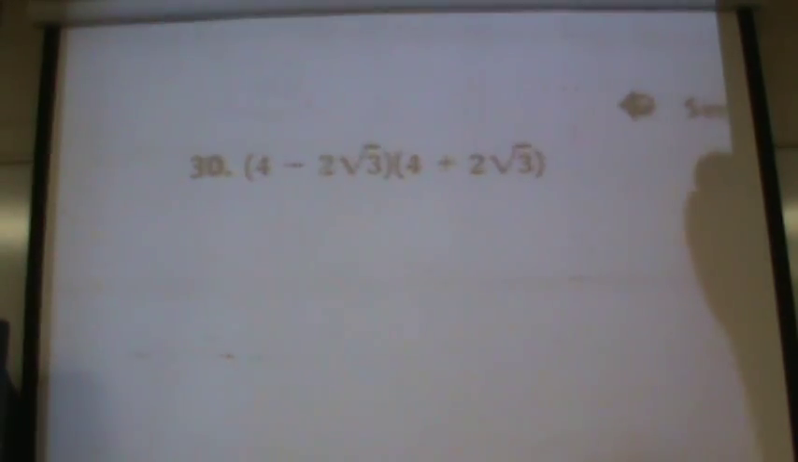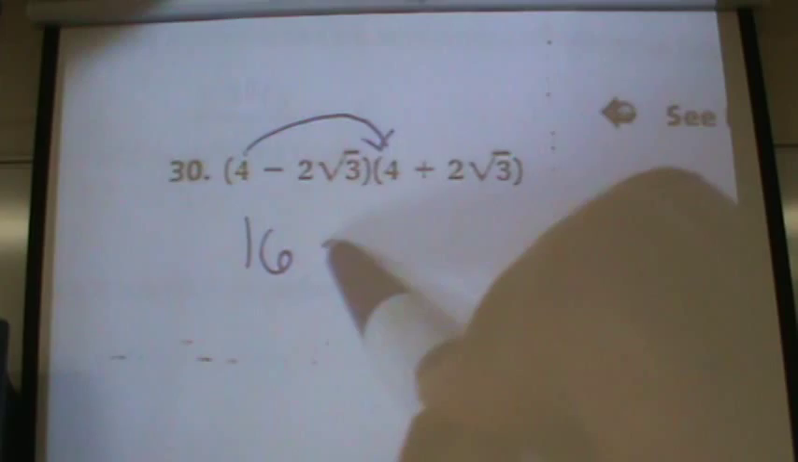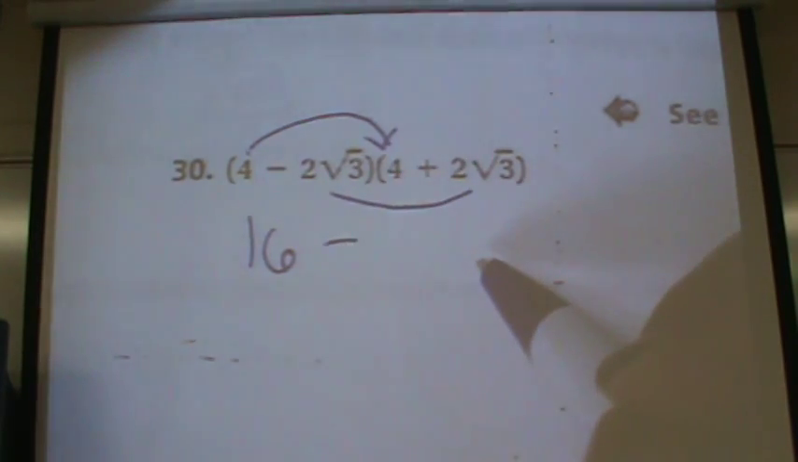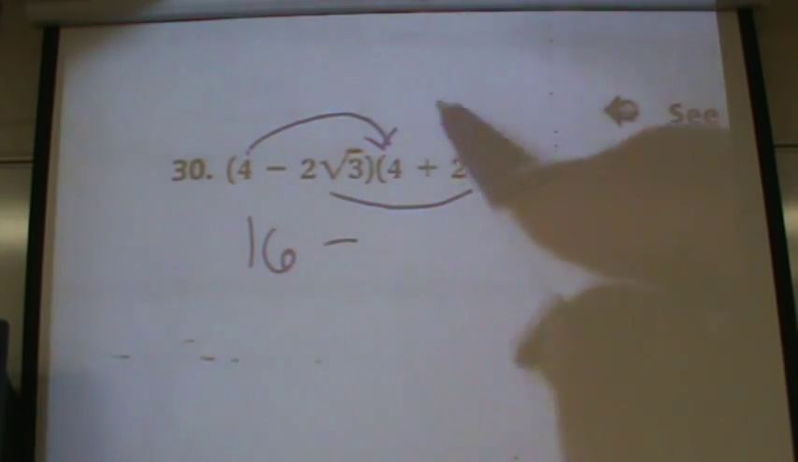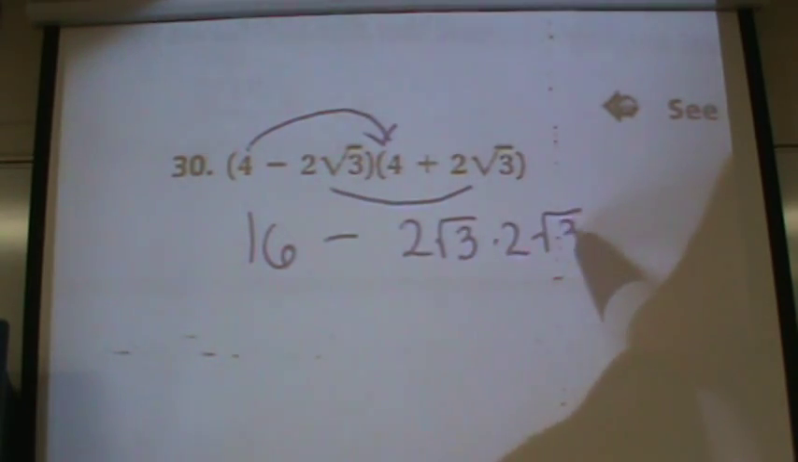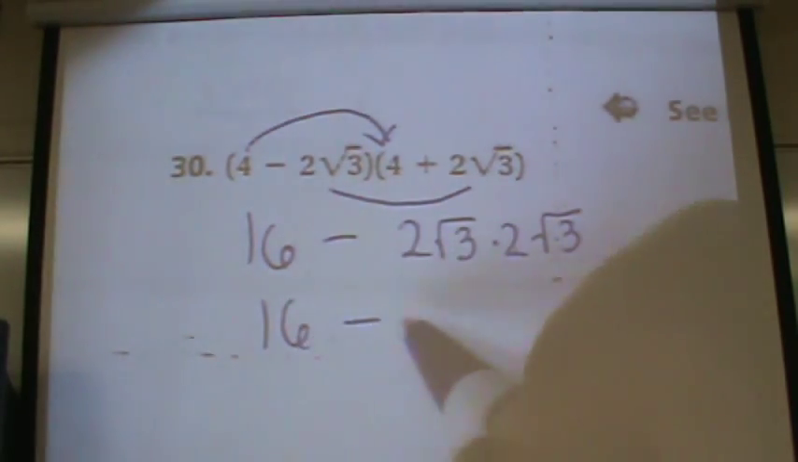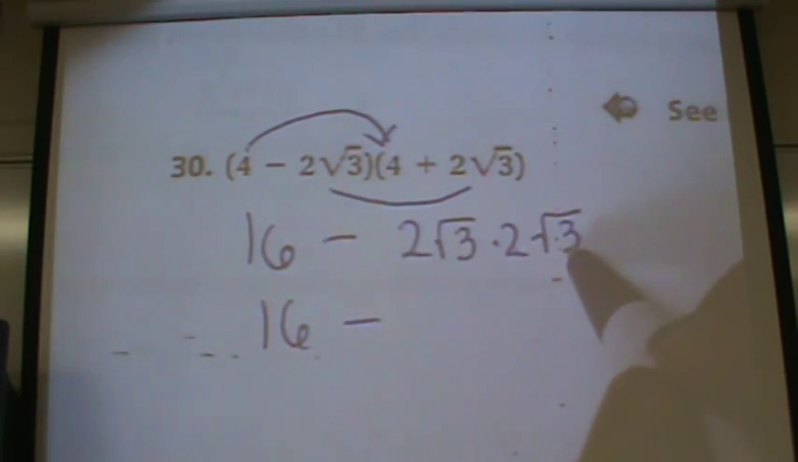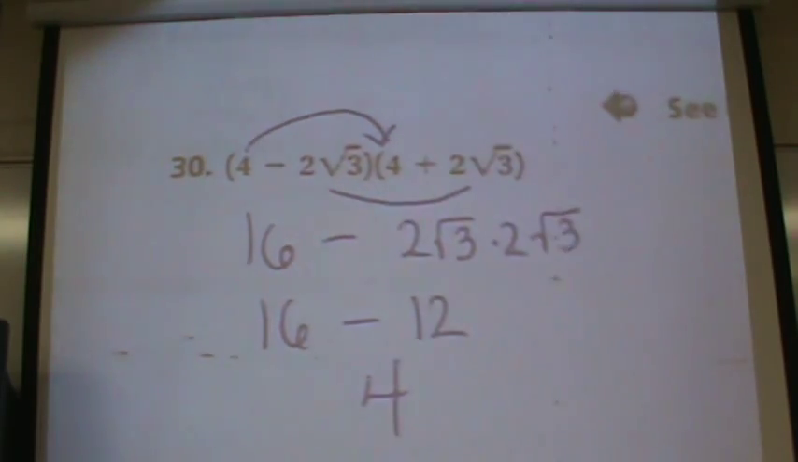Okay, 30. You're going to just do the first and the last. What's 4 times 4? 16. And then minus, what would 2 root 3 times 2 root 3 be? I'll write it here. 2 times 2 is 4, times a 3 is 12. So 16 minus 12 is 4.